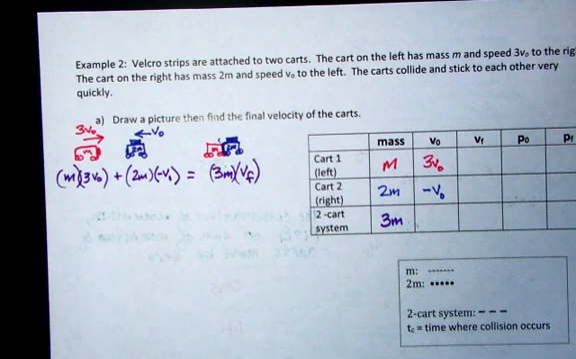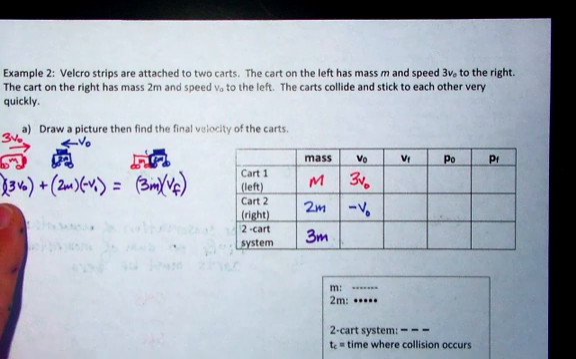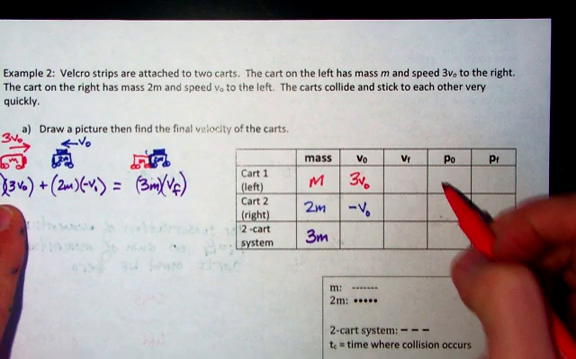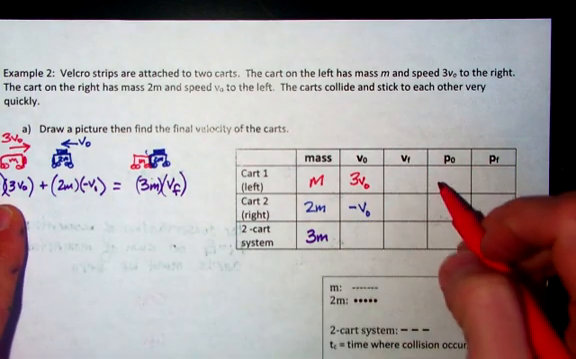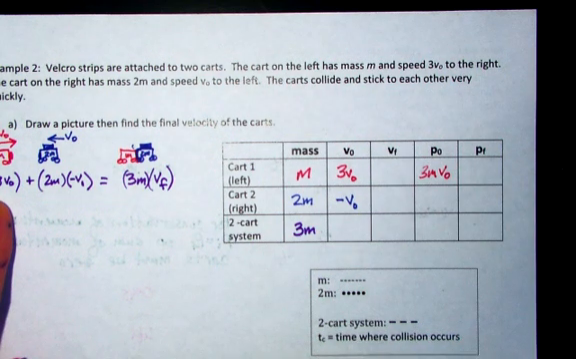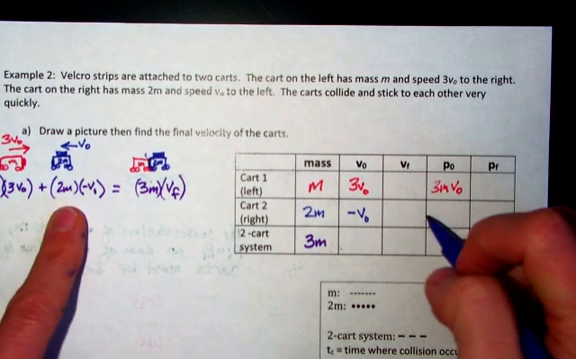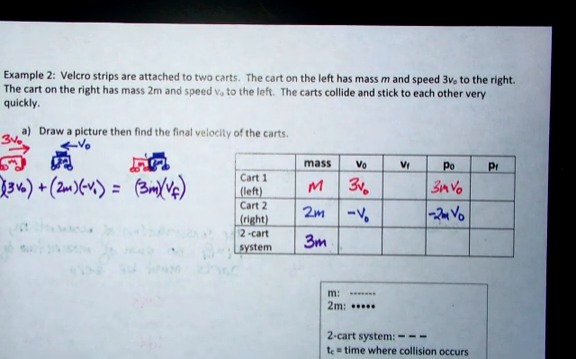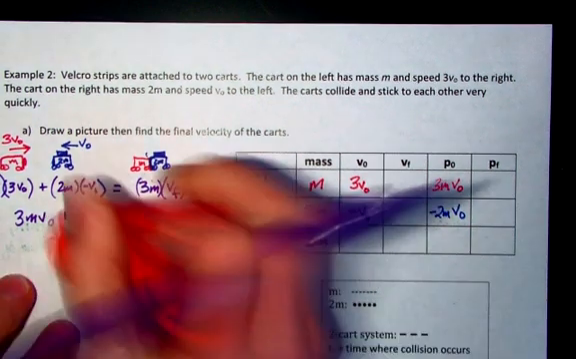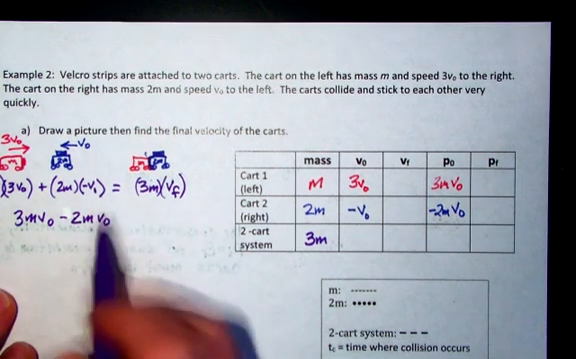So let's take a look back here. What is the initial momentum of the red cart? What is it? Mm-hmm, 3m v0. So this is my initial momentum for the red cart. What's the initial momentum for the blue cart? Negative 2m v0. Now, here's the thing. We have 3m v0. Oh, I should just put minus 2m v0. What is this equal to?